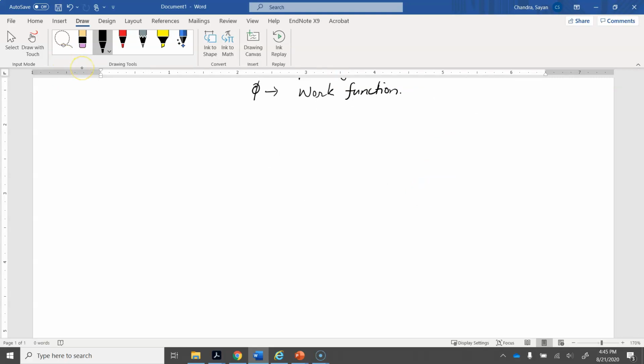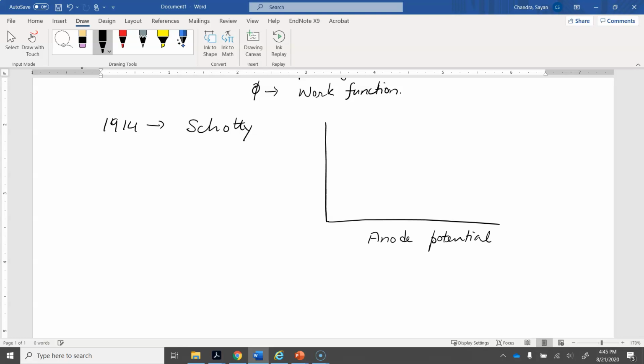And it was in 1914 when Schottky found out that if you were to plot the anode potential as a function of the thermionic current, then there is always a slight increase, and it is not completely independent of the anode potential. So he tried to figure out why this is going on.